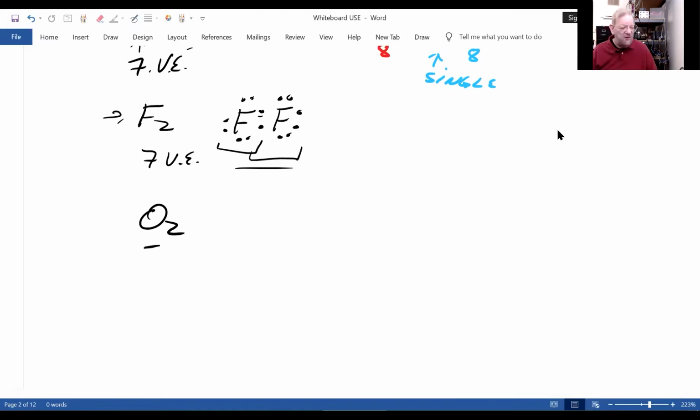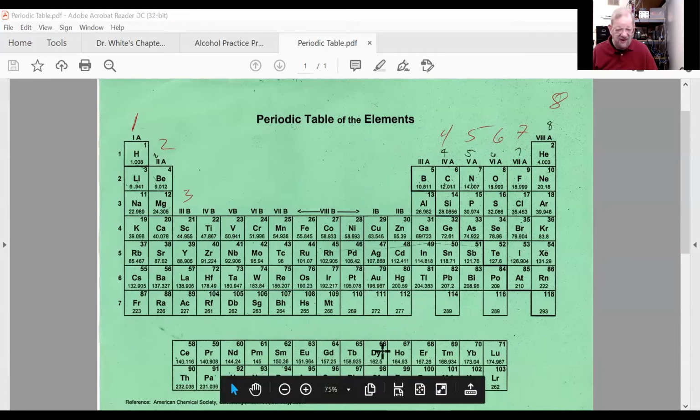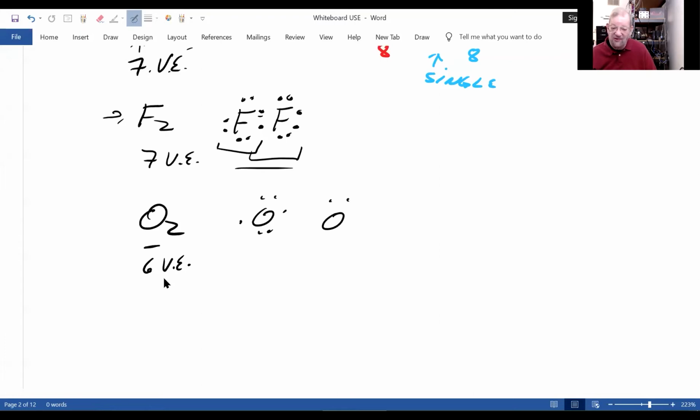I'll do this. Well, what do you have to do? You have to find out how many valence electrons oxygen has. You go to your friendly periodic table. Right here, oxygen, look at the top, has 6 valence electrons. That's this number. And now we go back and we can do this problem. And we have oxygen, each one has 6 valence electrons. And if I put 1 oxygen, if I do another one, same thing.